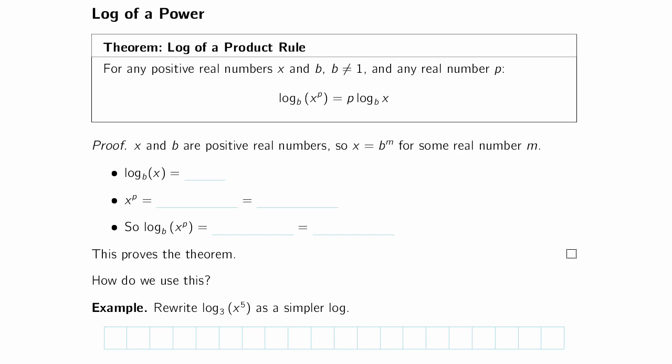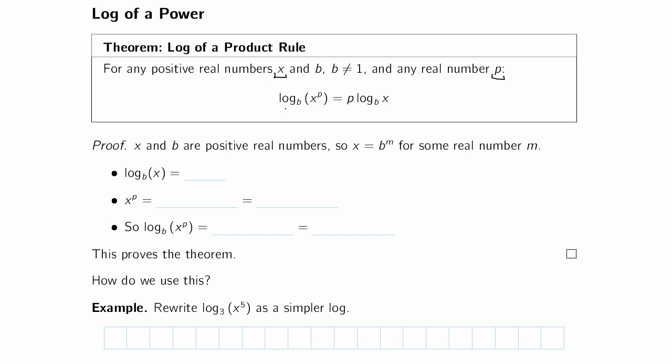Our last rule has to do with the power of a power rule for exponents. And you'll notice that this is structured a little bit differently. For the previous two log rules, we had two numbers that we were putting together in a kind of symmetric way. In this rule, though, we just have one number x, and of course our base. And then we can take any real number power.